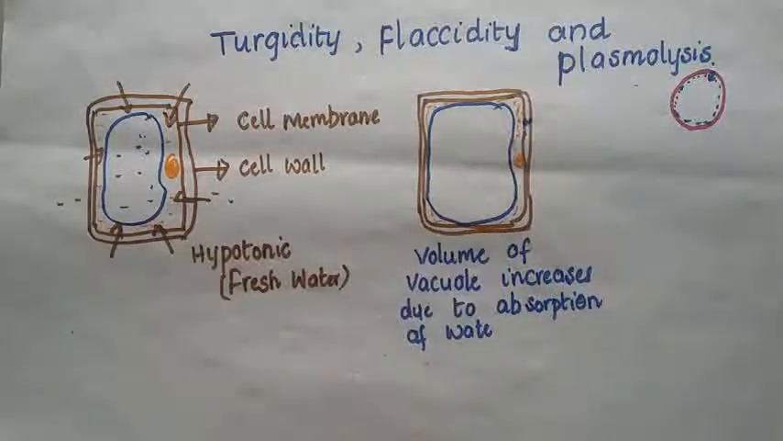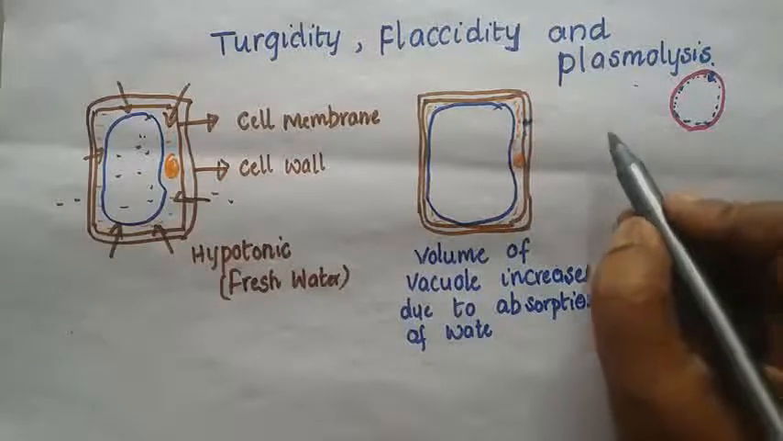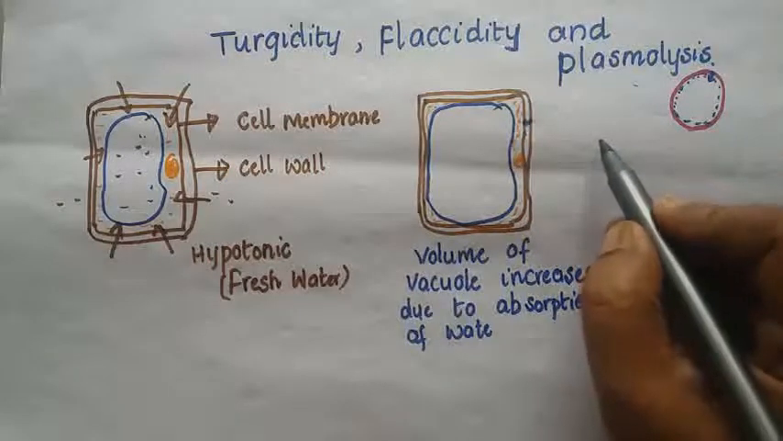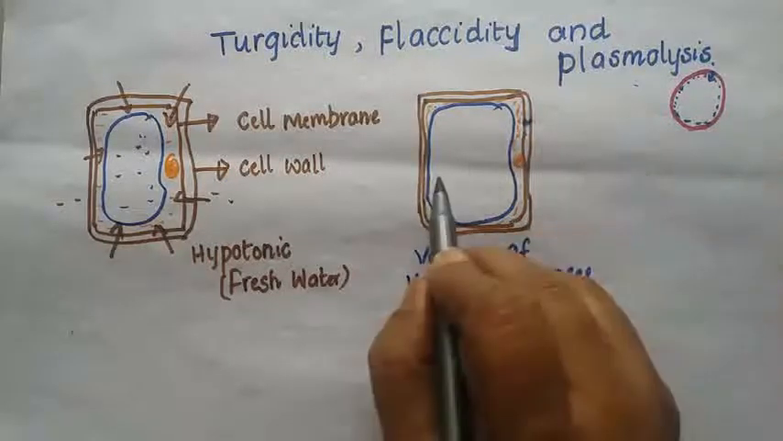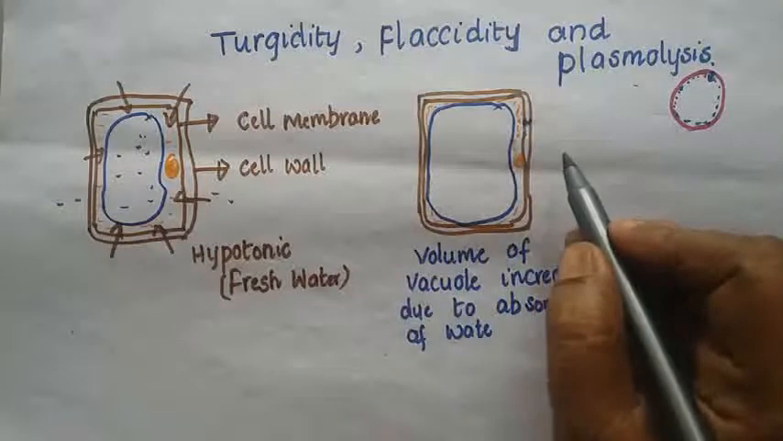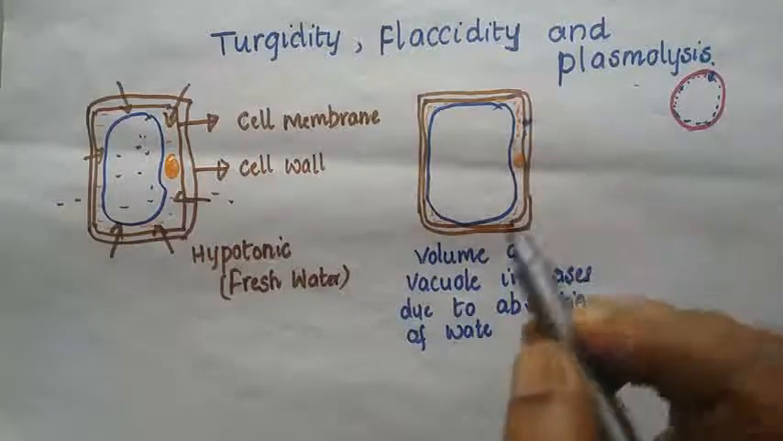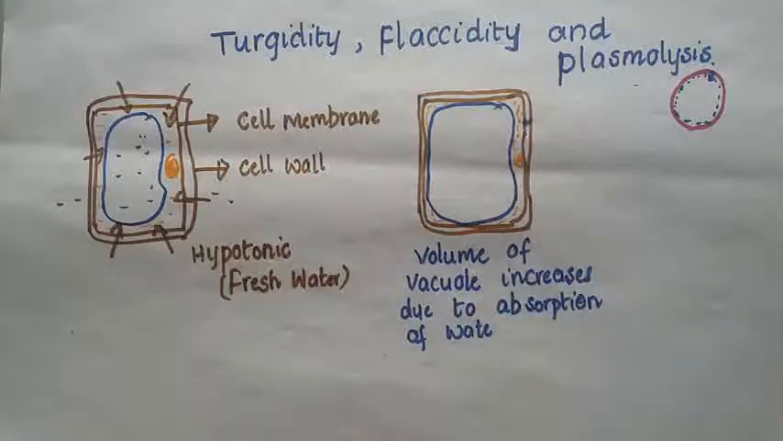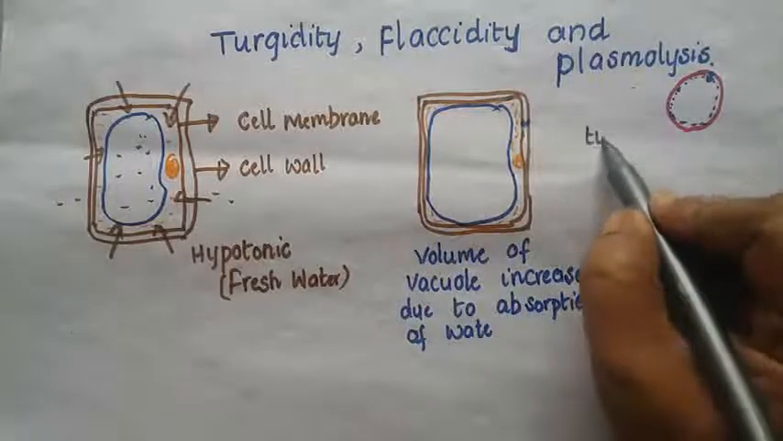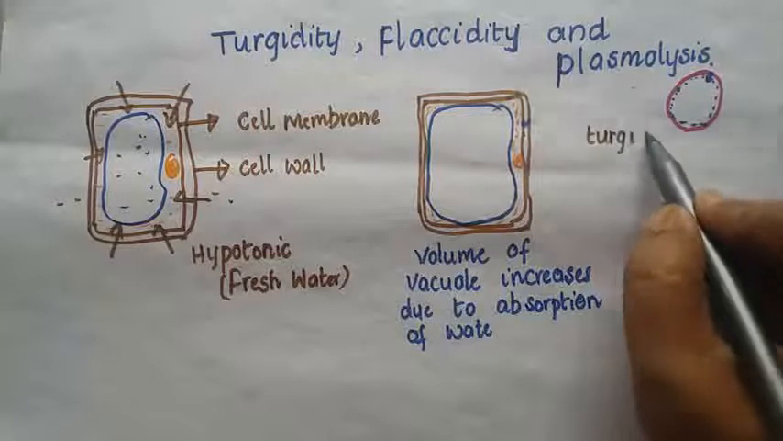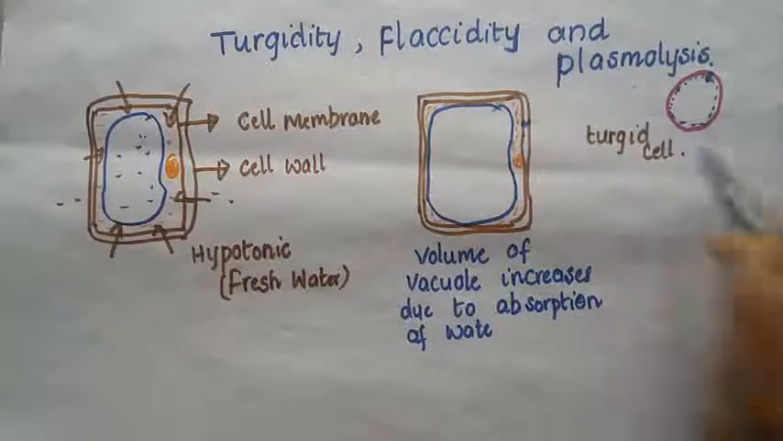So in this condition, along with the osmotic pressure, we have two more pressures developed. Okay, so there is a pressure exerted by the cell contents on the cell wall. So in such a cell, there is no more movement of water. We call this cell a turgid cell. So what do we call that cell? A turgid cell.